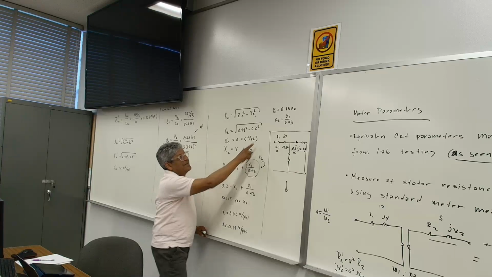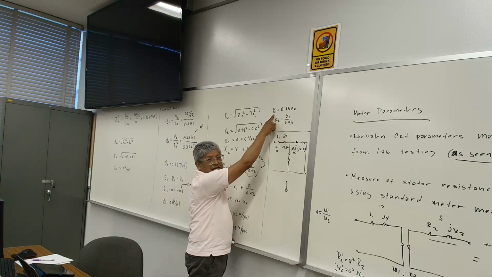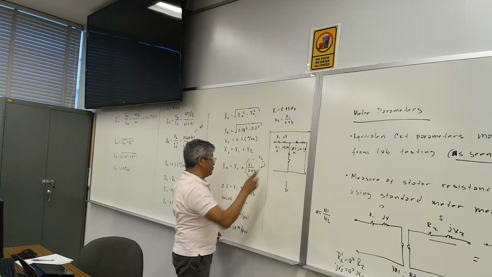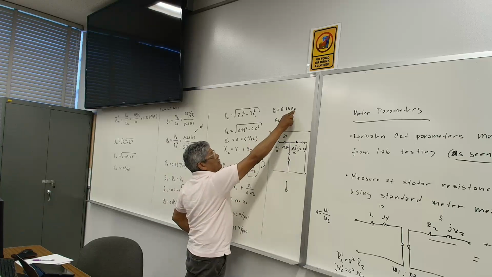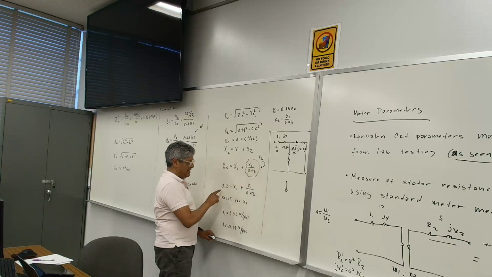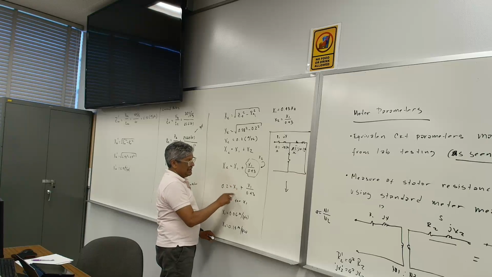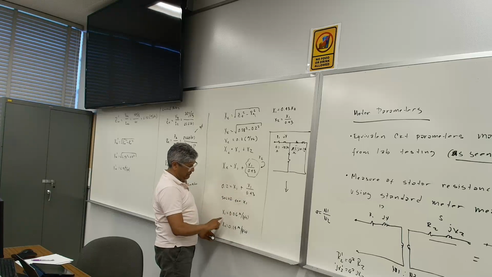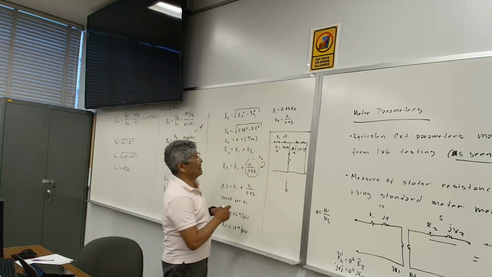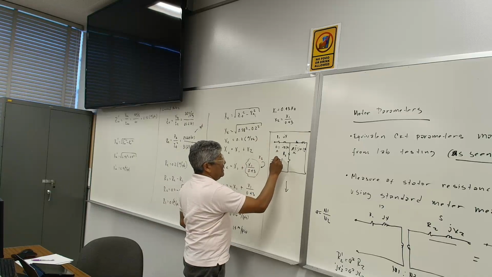I know X2, remember that equation from the table. So I need to solve for X2, which gives me X1 plus X2 of 0.43. I know this value, 0.2, I solve for X1, make sense? If I solve for that, X1 is 0.06 ohms per phase, and X2 is equal to 0.14 ohms per phase. Now I have RC and XM.